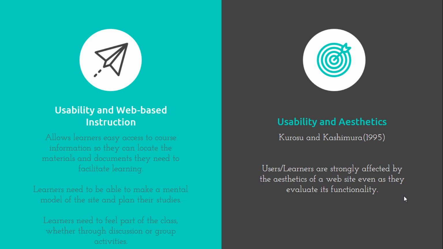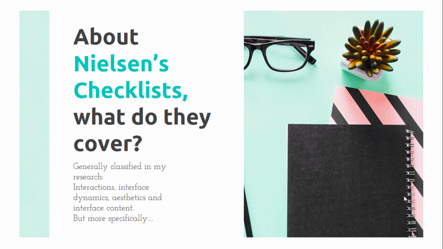About Nielsen's checklists, what do they cover? In addition to Nielsen's 10 user interface design heuristics, there are 11 design heuristics for learning interfaces as well. I have put all the 11 items into 4 groups to assess them as my research aims and questions, and they are interactions, interface dynamics, aesthetics, and interface content.